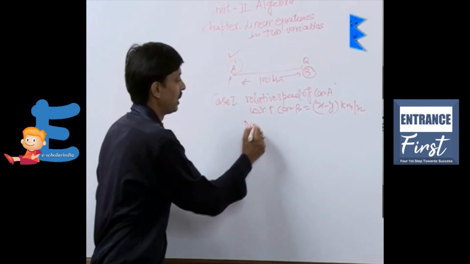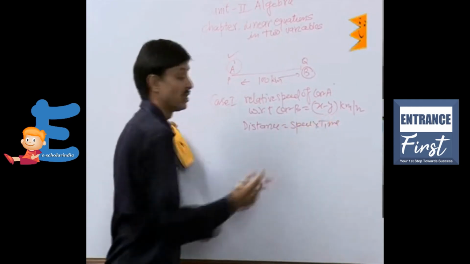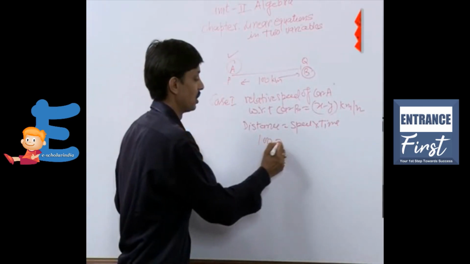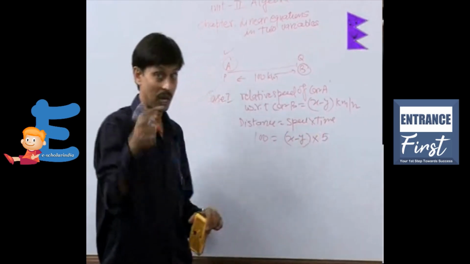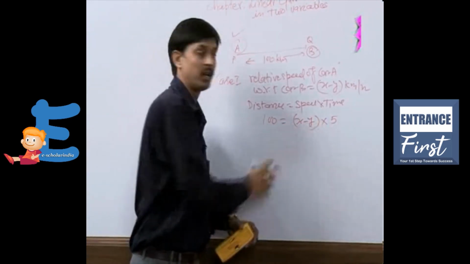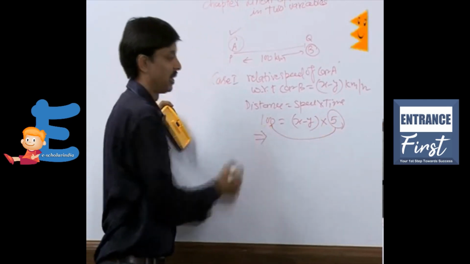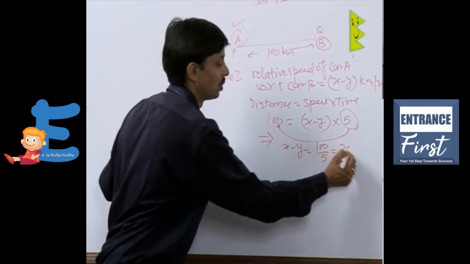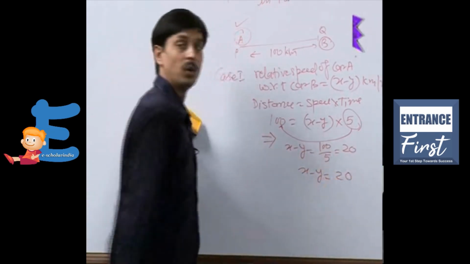We know the formula: distance is equal to speed into time. What is the distance between the two cars? 100 kilometers. Speed is x minus y. Time was 5 hours. So 100 is equal to x minus y into 5. If 5 is taken to the denominator, we get x minus y is equal to 100 upon 5, which is 20. So the first equation is x minus y is equal to 20.